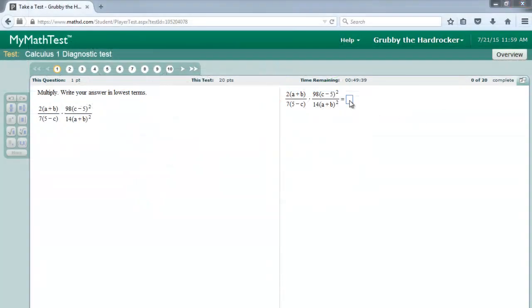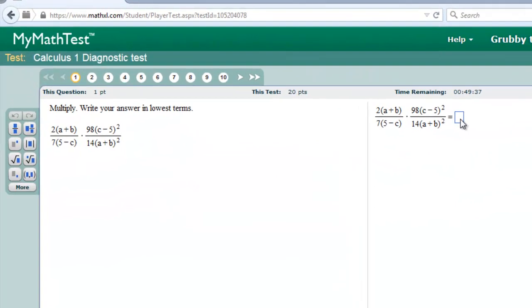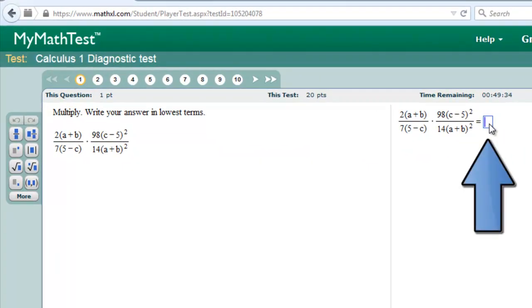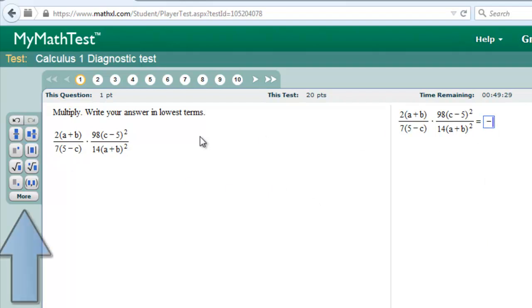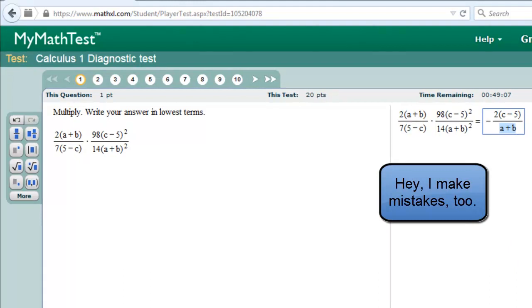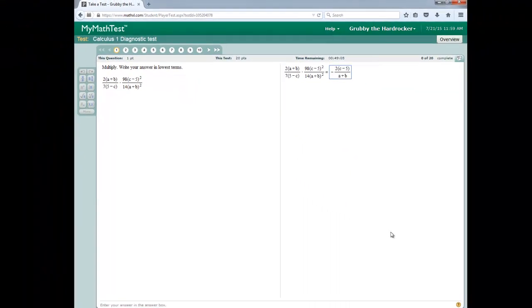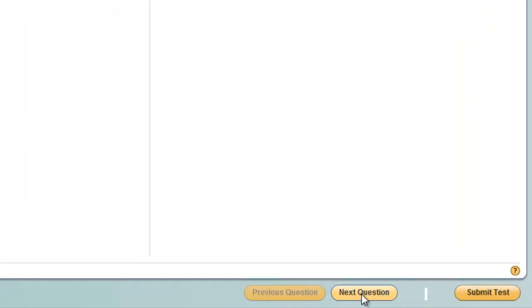So now I want to enter that onto my screen. So I will click inside the square to get things going. And let's see, it was negative, and then I had a fraction. So I'm going to use these palettes on the side to set things up here. So it makes a fraction. And it was 2 times c minus 5 on the numerator. And then in the denominator, there was an a plus b. And so that's my answer to this problem, and so I will go down and select Next Question.